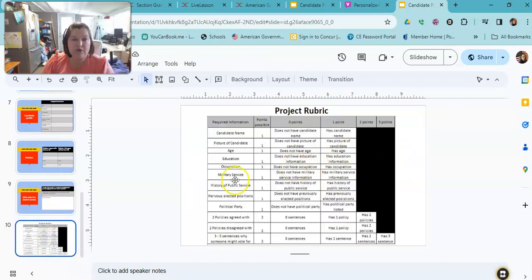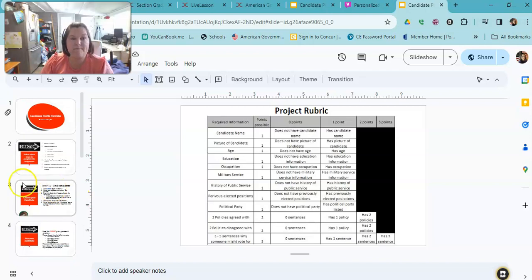This is the rubric, so you can make sure that you're hitting all the points to get the max 16 points available. If you have any questions about this, please reach out to your teacher. We are happy to help.